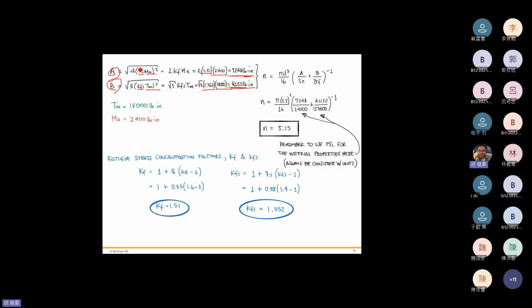Now we can get the safety factor. We have the A value here and B here. So finally we get the safety factor equals 5.25.